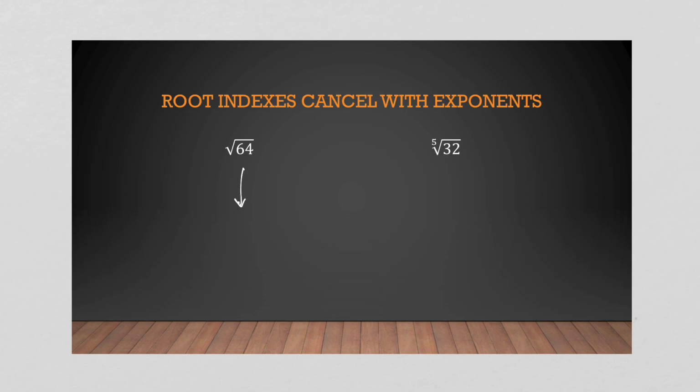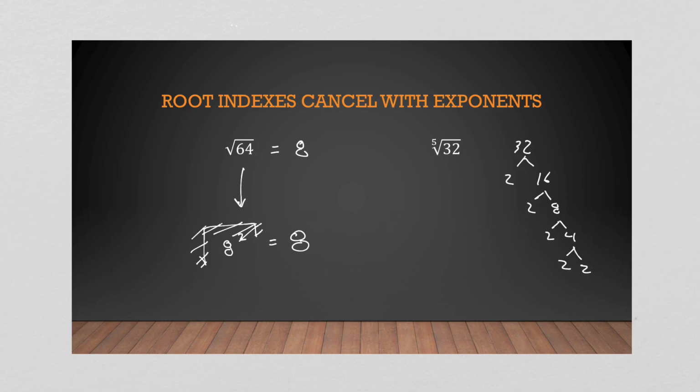And the reason being is, if you look at this logic, root 64 equals 8. Well, 64 is 8 squared, which means that if that's true, then the root and the squared must cancel each other out. And 32, well, 32 is 2 times 16, which is 2 times 8, which is 2 times 4, which is 2 times 2. 1, 2, 3, 4, 5. So 32 is the fifth root of 2 to the 5. The root cancels with the exponent. The fifth root of 32 is just 2. That's a cool little piece to it.